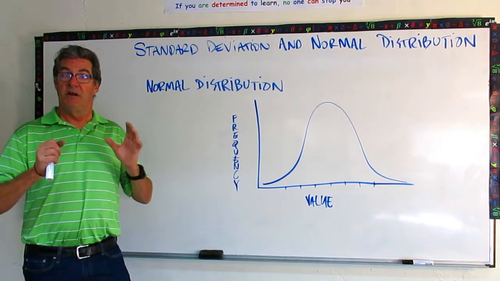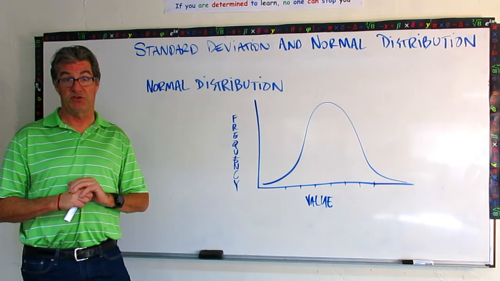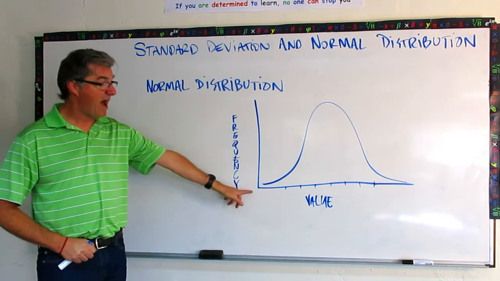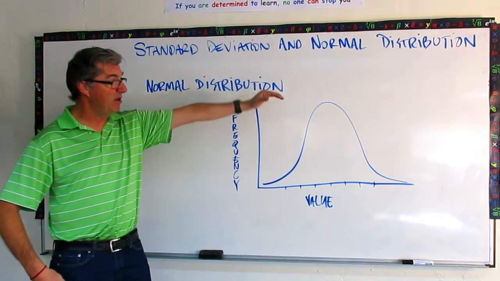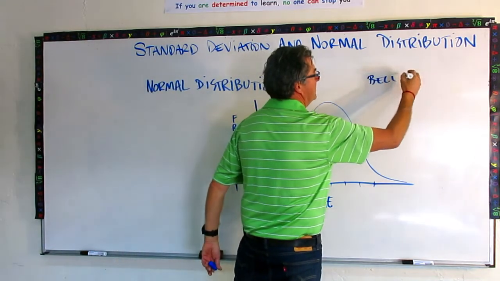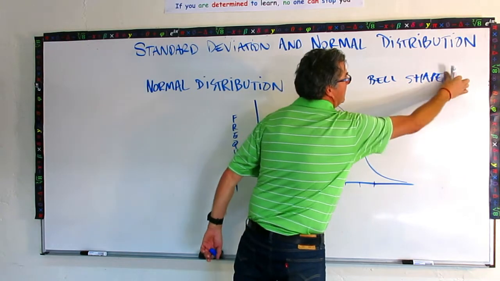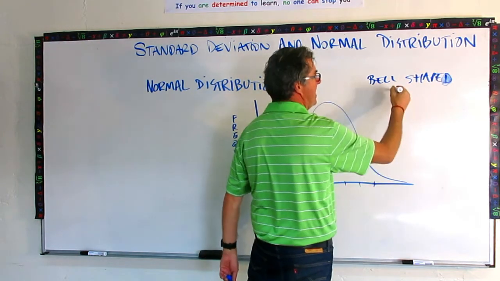Okay, so the first concept we're going to talk about is the normal distribution. That makes a graph like this. This is called the bell-shaped curve. And you'll see that idea in a lot of places, not just mathematics.